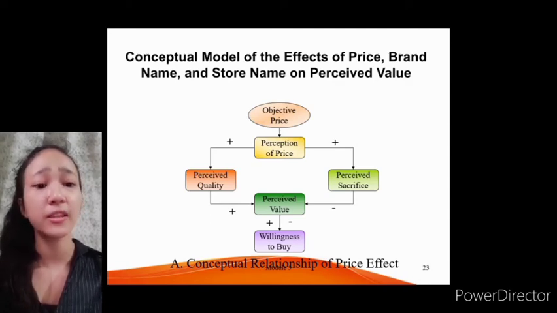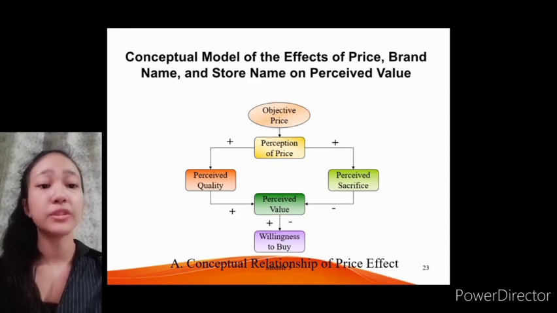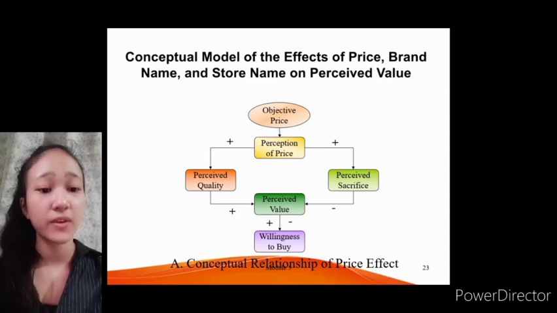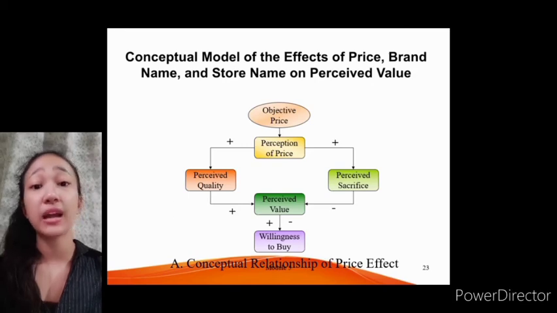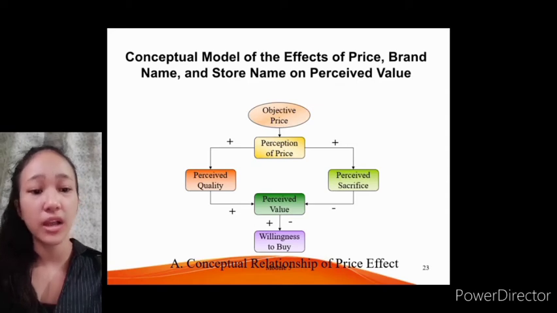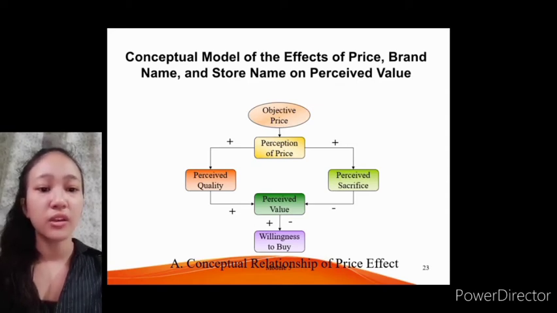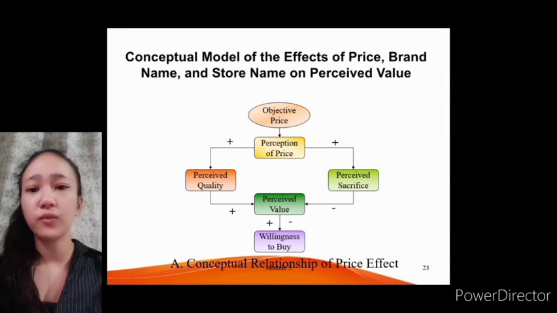On the other hand, if the objective price is 150 pesos and your perception of price is expensive, there will be perceived sacrifice. Like for example, if you will buy that service, if you get a manicure, it's either you cannot buy your other needs like food or something.